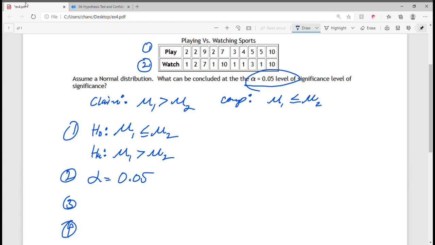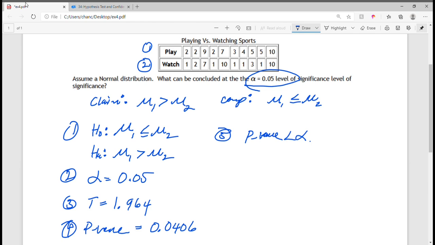In step 3, we'll write our test statistic. Recall our test statistic is t is approximately 1.964, and for our p-value we are going to round it to 4 decimal places, 0.0406. In step 5, we'll state our conclusion. I always ask, is the p-value less than alpha? The p-value is less than alpha, so we do reject the null hypothesis.